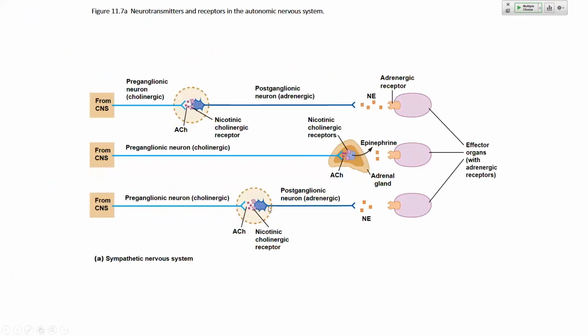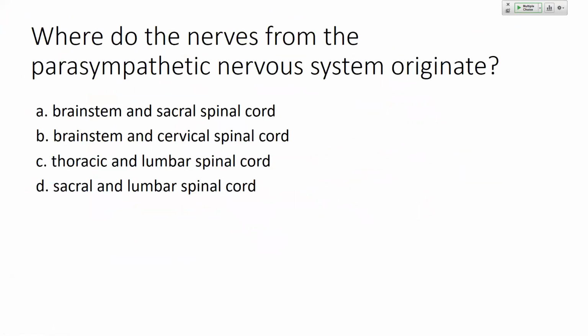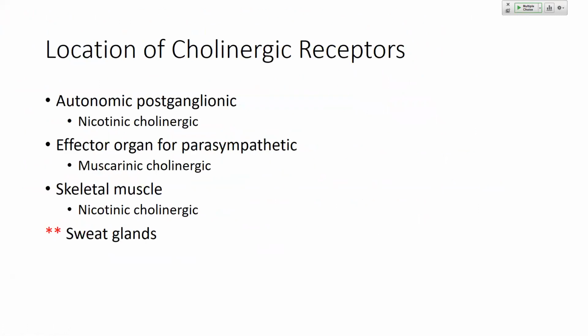Okay, so we can see them here at this collateral ganglia. We can see them here on the adrenochromaffin cells. We can see them here on this postganglionic neuron as well. And then on the parasympathetic side, they are also found in the postganglionic neurons. So all postganglionic neurons have nicotinic cholinergic receptors. They're also found in the effector organ for the parasympathetic system.